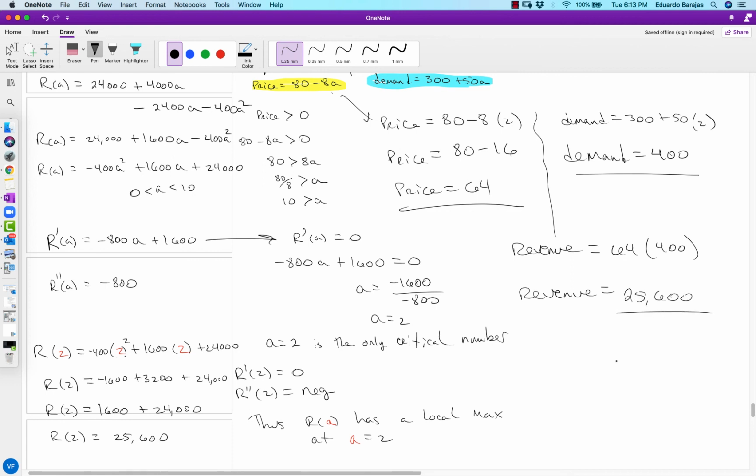25,600. Okay, so if you set the price equal to $64, the demand will be 400. That's how many people will buy the tickets. And the revenue will be 25,600.